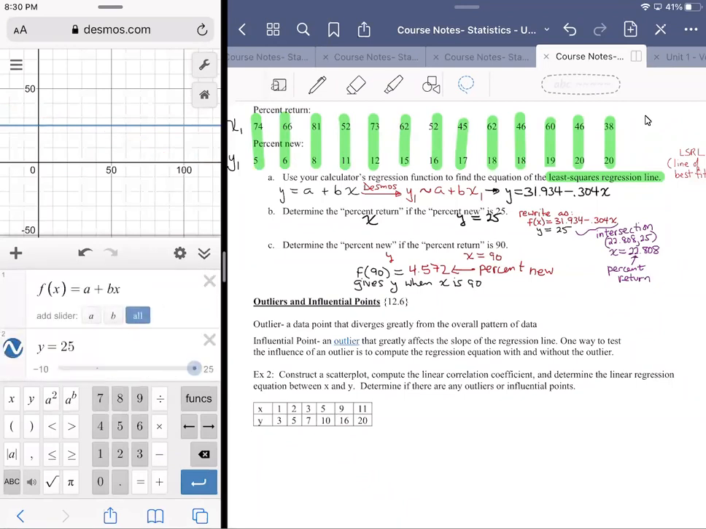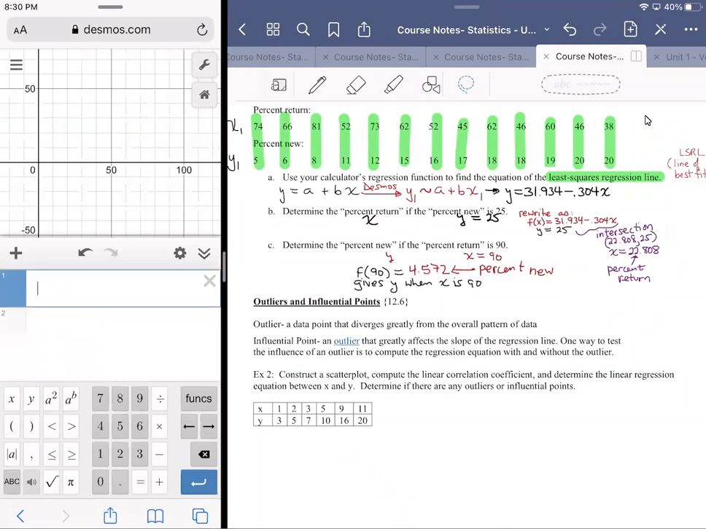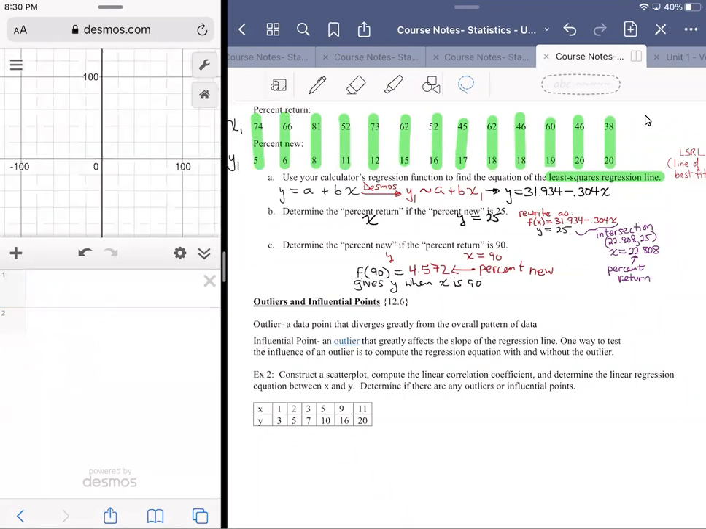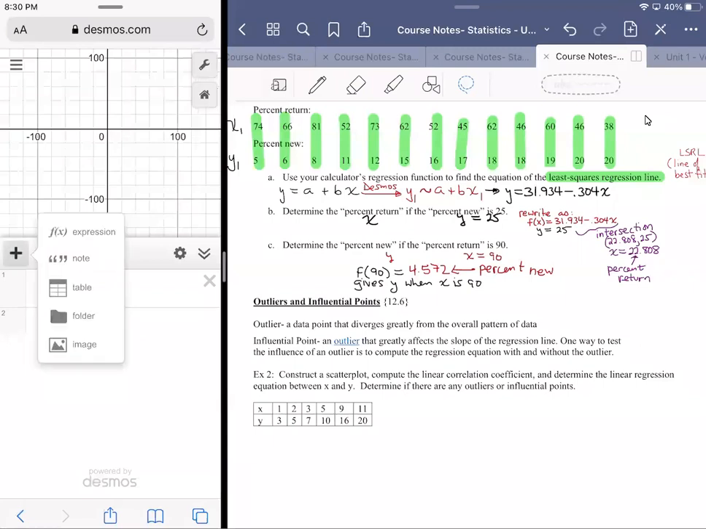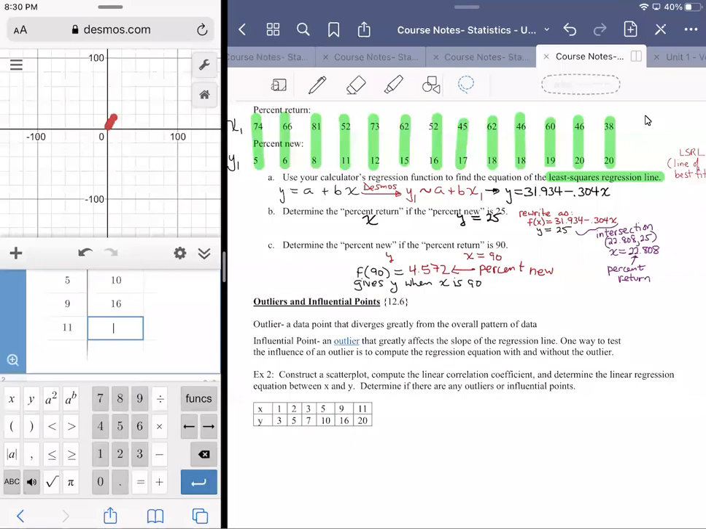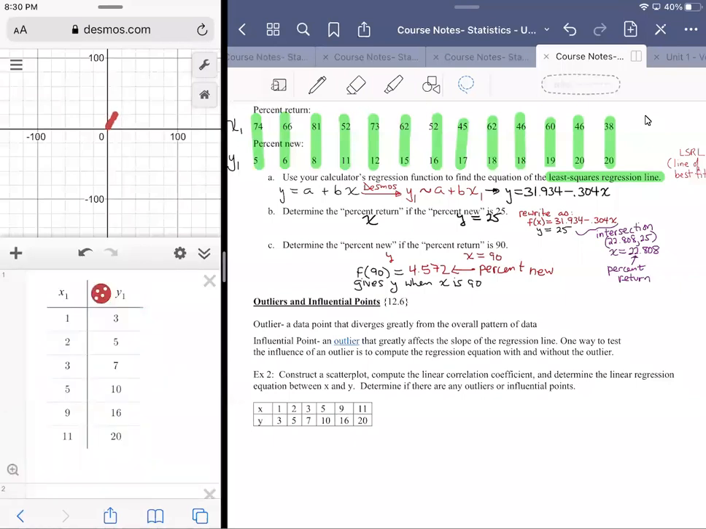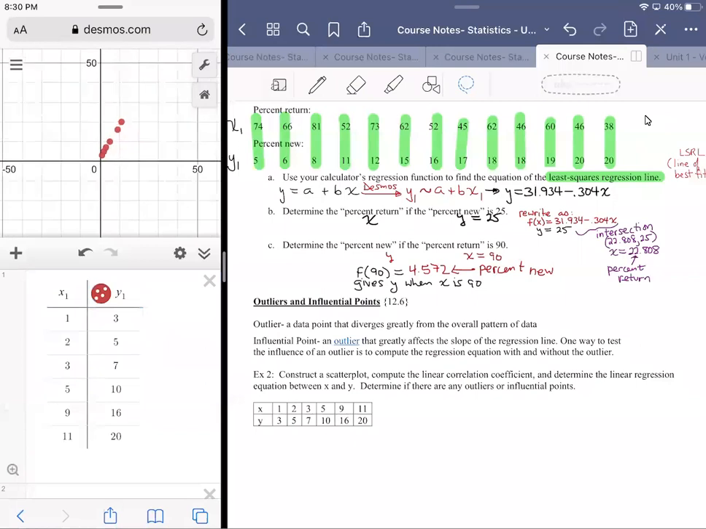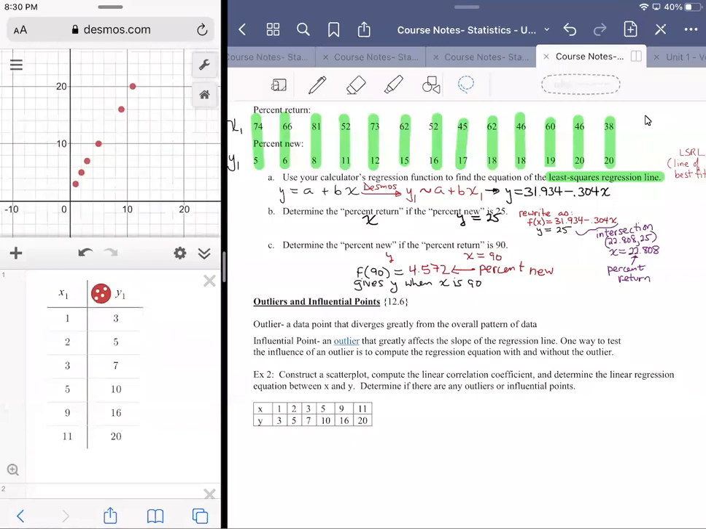Delete, delete, delete, delete, delete. Now, it was wonderful, but it served its purpose. Now it's done. All right. So new data set. 1, 2, 3, 5, 9, and 11. 3, 5, 7, 10, 16, and 20. All right, so this is what my scatter plot looks like.